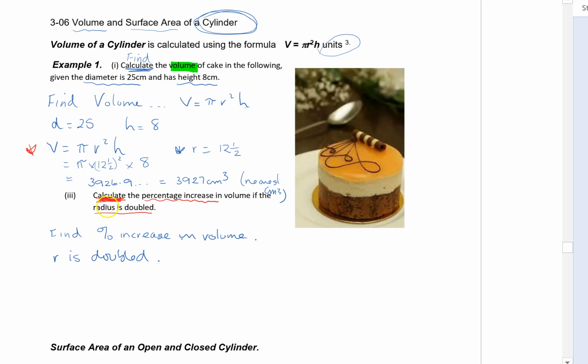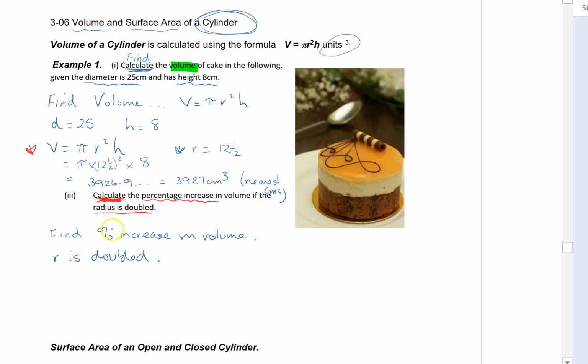Calculate, underline it, that tells us what we're finding. That tells me what I'm finding. You should have somewhere at the beginning of your solution what you are actually finding, as well as the other information given in the question. So calculate the percentage increase. You can see I've written find percentage increase.